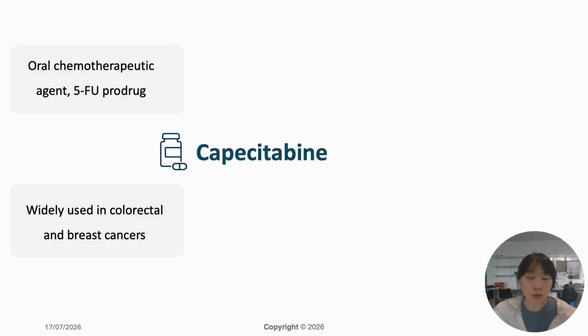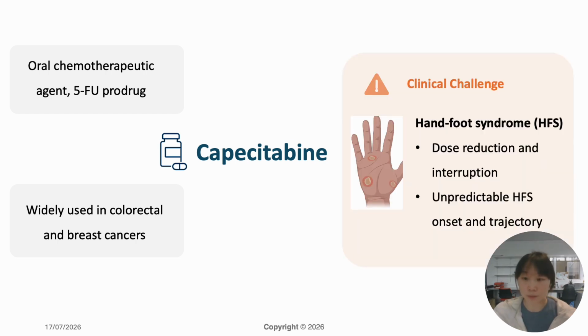Capecitabine, as we all know, is a widely used oral chemotherapeutic agent, a 5-FU prodrug, which can be used in colorectal, breast cancers, and other solid tumors. However, hand-foot syndrome is the most commonly reported adverse event caused by capecitabine, which can cause dose reduction and treatment interruption. It's also difficult to predict the hand-foot syndrome onset and trajectory.